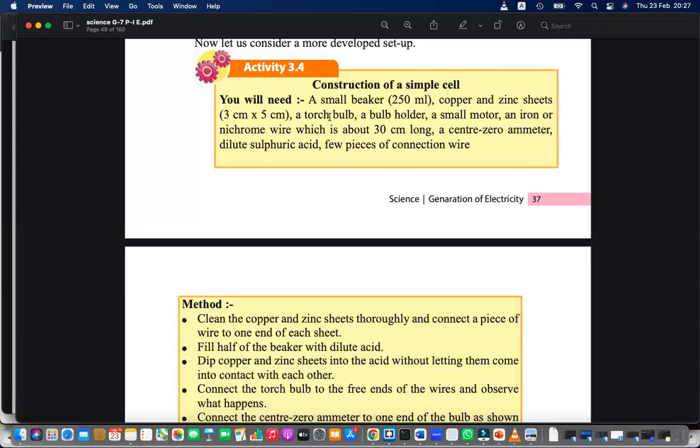Here, a torch bulb and bulb holder, then small motor, iron, or nichrome wire, nickel chromium wire, which is about 30 centimeter long. Center 0 ammeter again. And sulfuric acid, dilute sulfuric acid. This is basically battery acid.